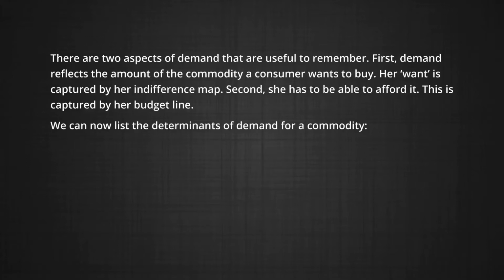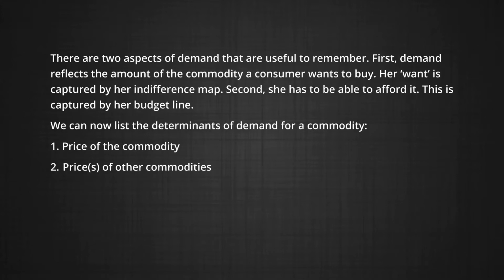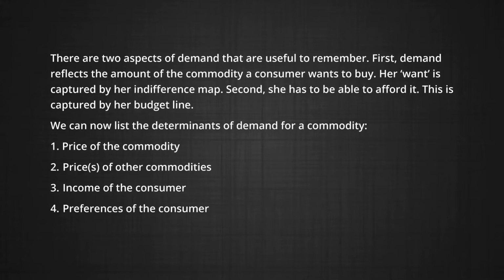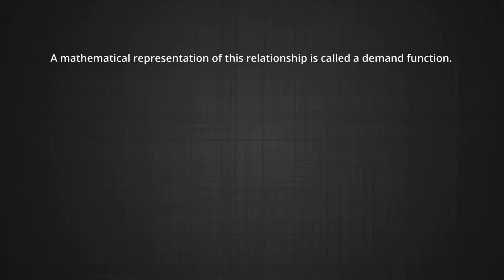Let us list the determinants of the demand for a commodity. These are A, price of the commodity, B, prices of other commodities, C, the consumer's income, and D, preferences of the consumer. A mathematical representation of this relationship is called a demand function.